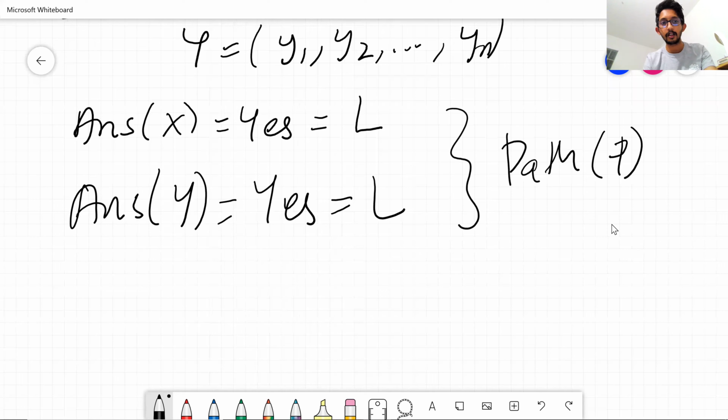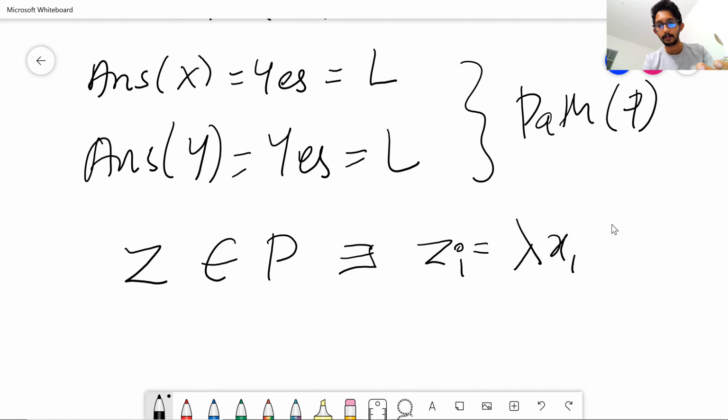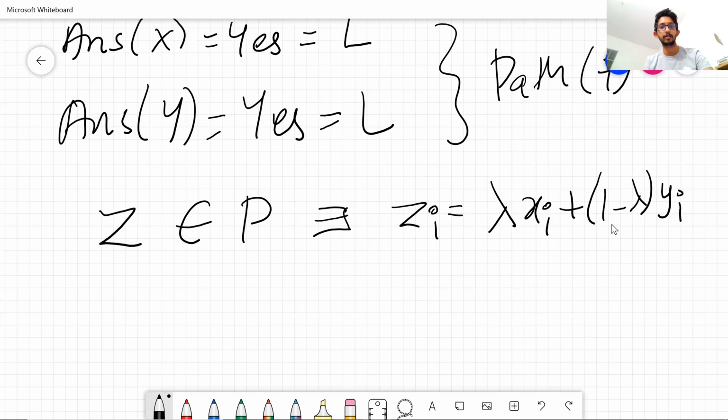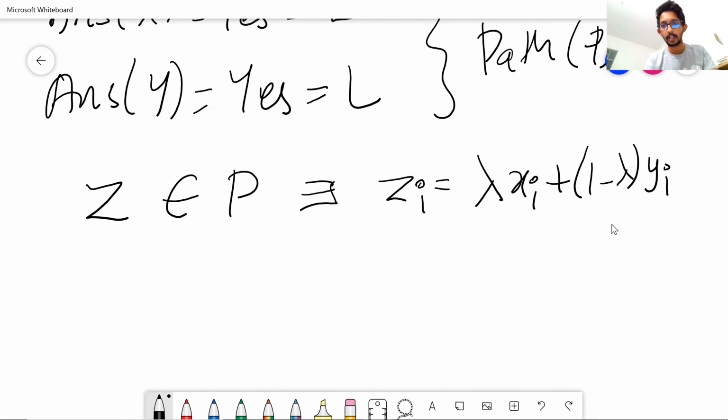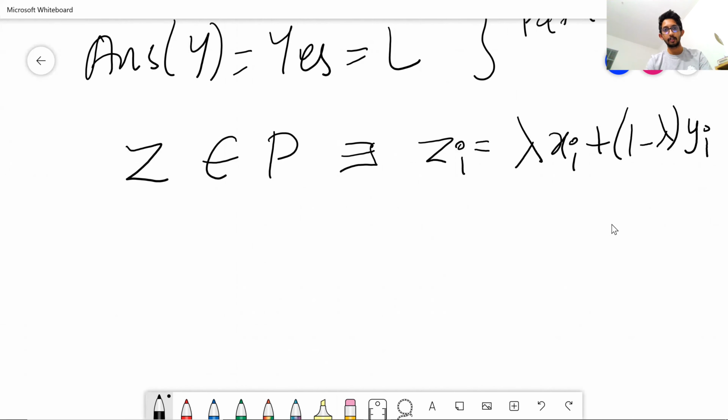Okay, so now let's assume we have z, which belongs to path P, such that zi is some constant lambda times xi plus (1 minus lambda) times yi. So zi is like a straight line equation. If you just have a look at it, it's like c = ax + by. It's like a line equation, right? So let's just assume that for our proof's sake.